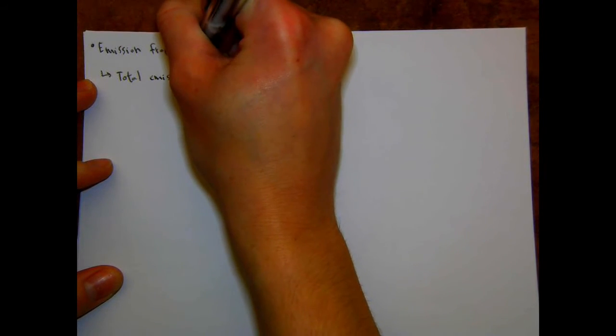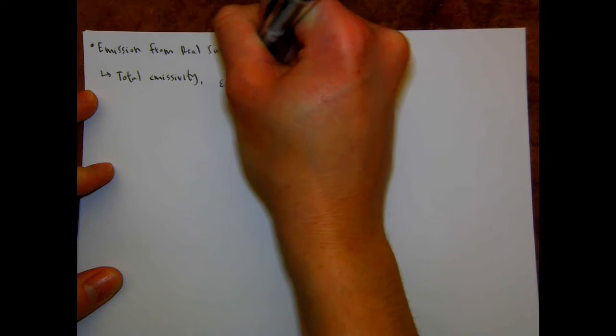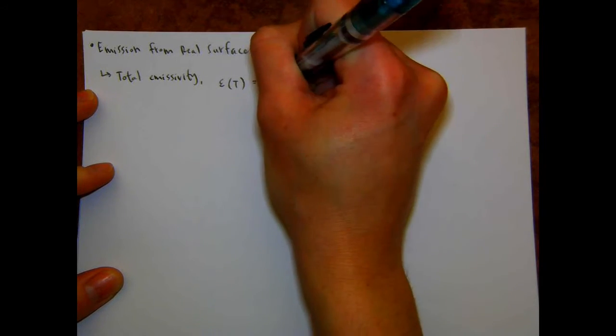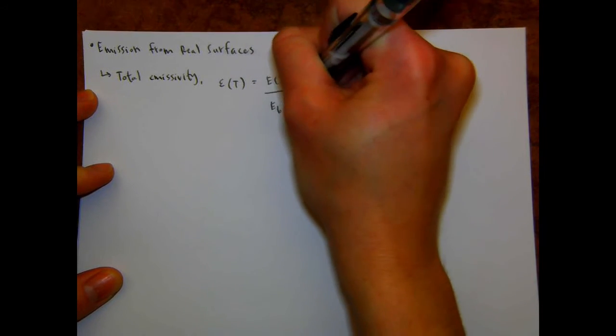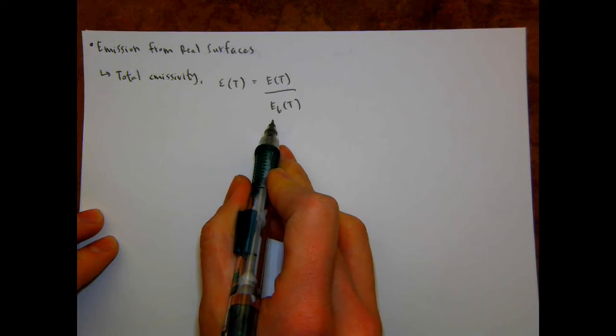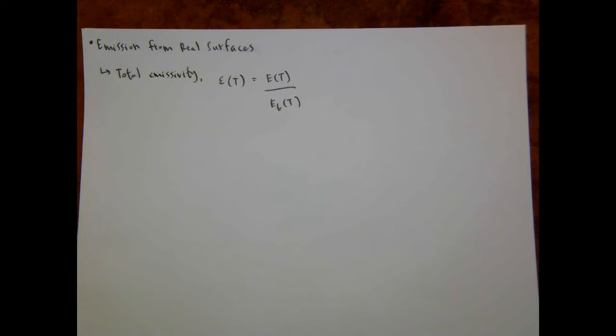Okay, so just for comparison, we'll first write down the total emissivity, which we've written down before. And this is a function only of temperature, and it's defined in terms of the total emissive power of a real surface divided by the total emissive power of a black body at the same temperature. So like I said, that's the emissivity averaged over all directions and wavelengths of interest.